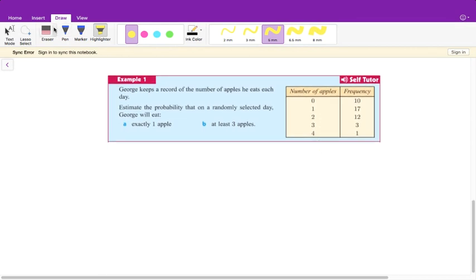All right, so for here, if I ask you to find the probability that exactly one apple, let me go through the question first. I'm trying to rush, I'm sorry.